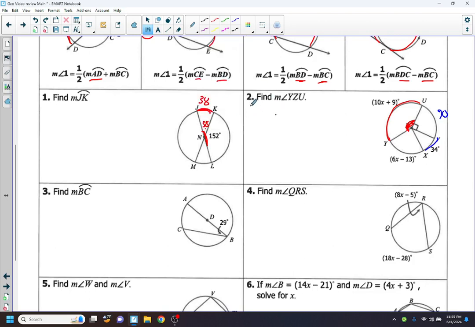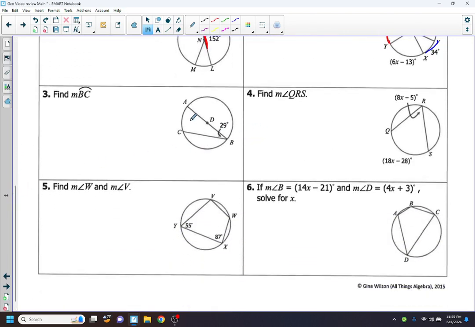So I know that all circles add up to 360. So I could do 360 equals 90 plus 34 plus 6x minus 13 plus 10x plus 9. I'm adding all the pieces of the circle to figure out what x is. After you figure out what x is, you plug it in back here.